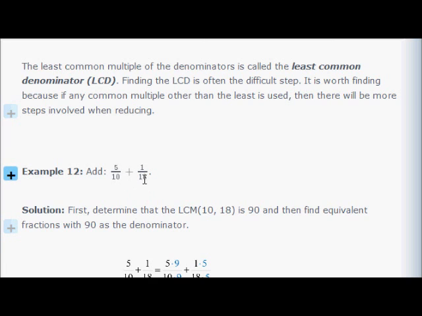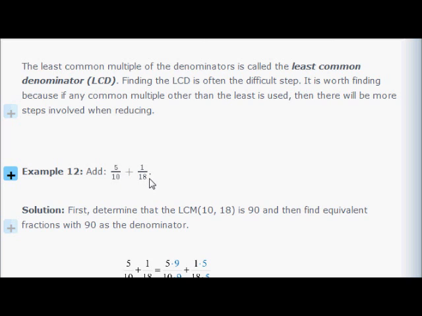Okay, so how did we get this to be 90? Well, we had to multiply by 9, so the numerator is multiplied by 9 as well because you want to multiply by 9 over 9. You want to multiply by 1, so you're not changing anything. Similarly, over here, you have to multiply by 5 over 5, in order to multiply by 1 and end up with a 90 in the denominator. So 5 times 9 is 45, 1 times 5 is 5.